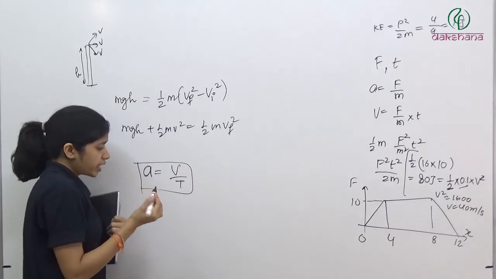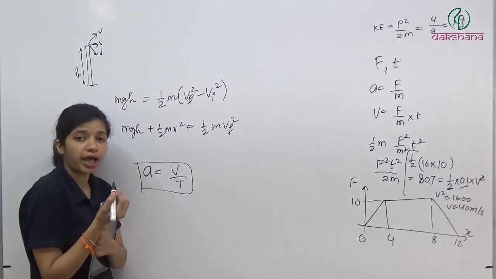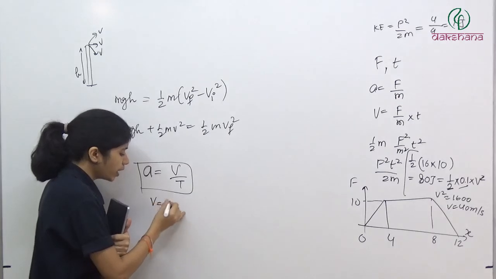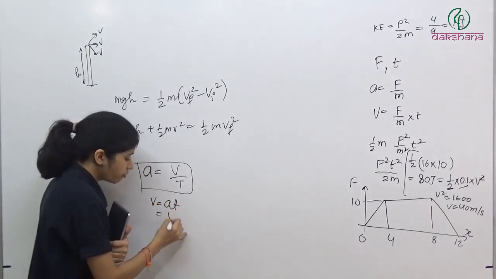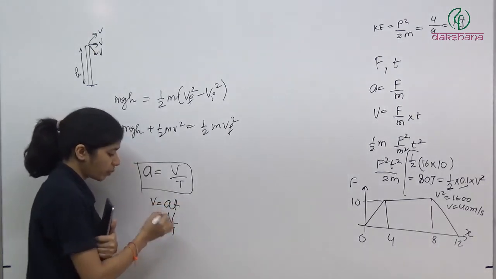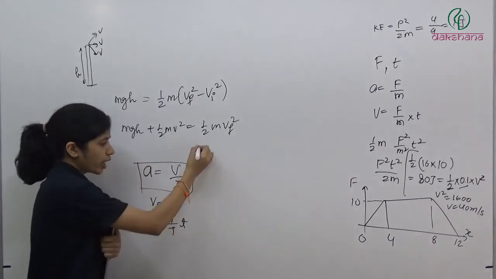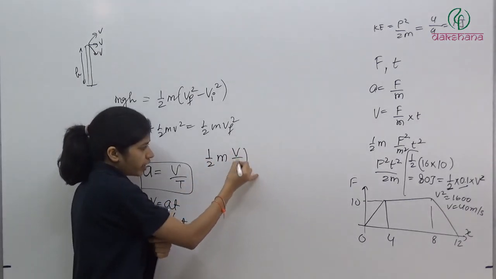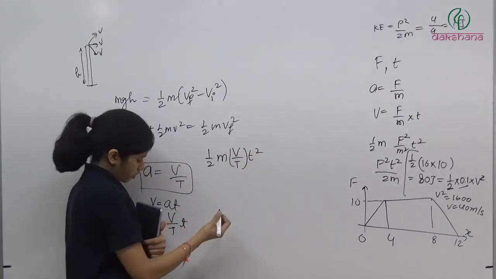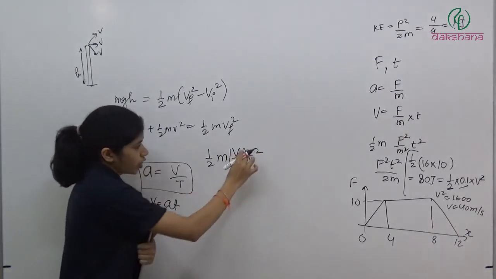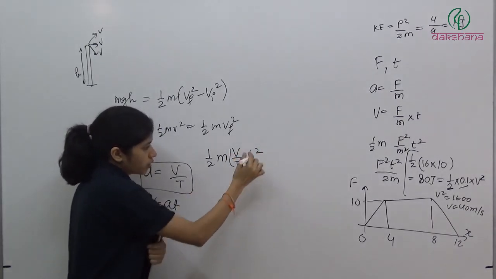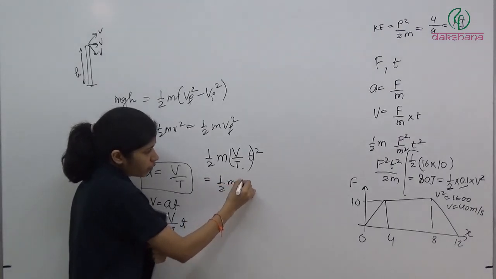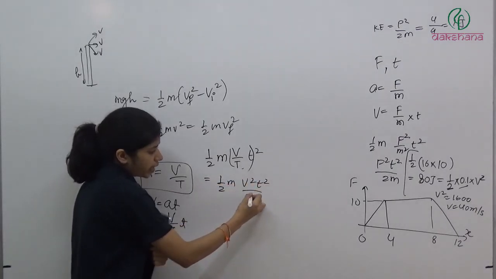Now they are asking what will be the kinetic energy after time small t. So after time small t, velocity is going to be a into t, which is V by capital T into small t. So kinetic energy will be half m v square, with V by T into t, this whole squared. So it will be half m V square t square by capital T square.